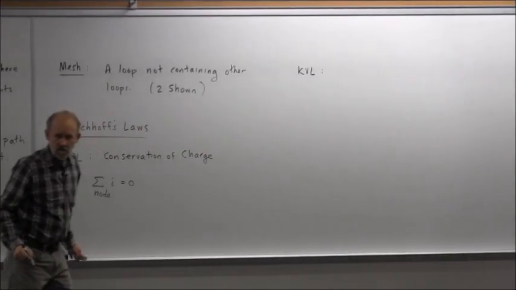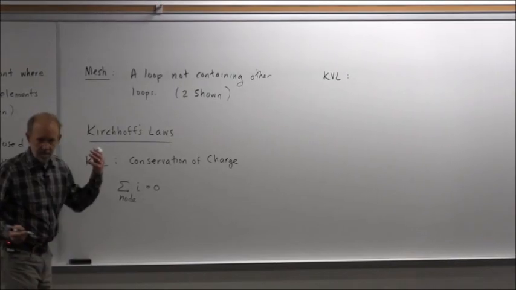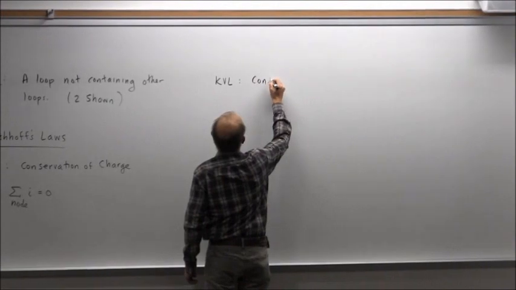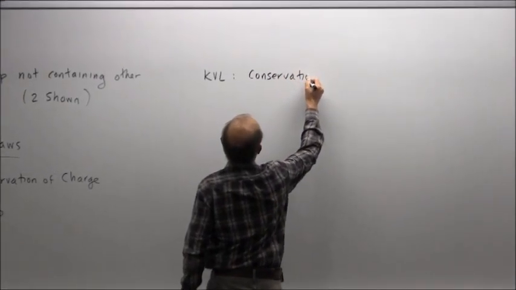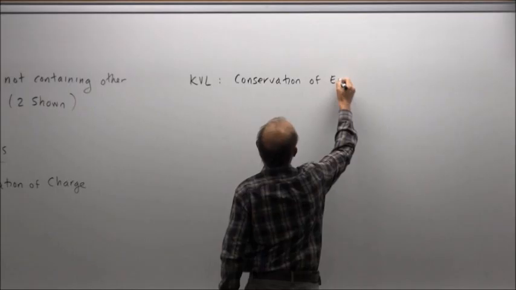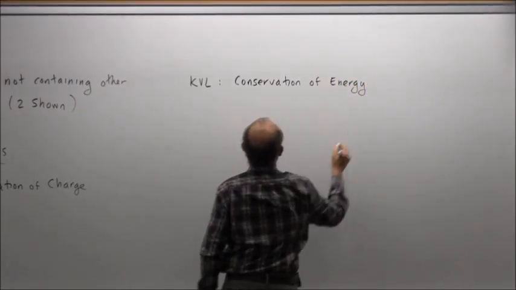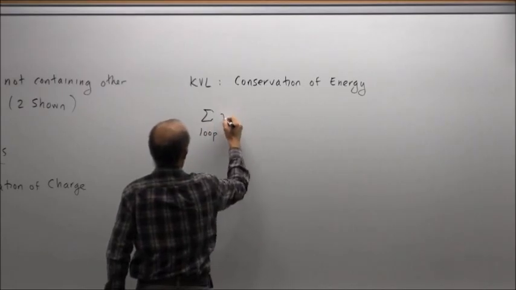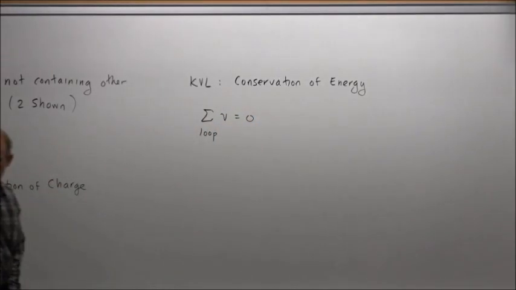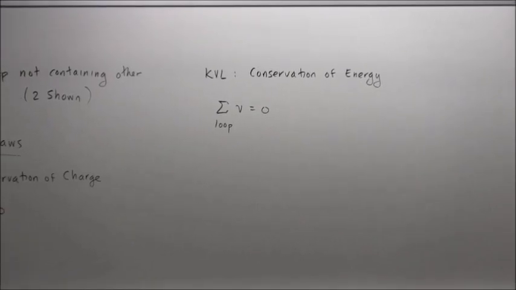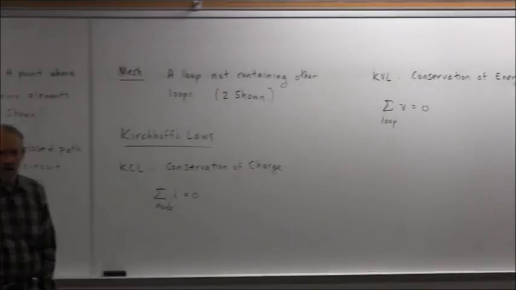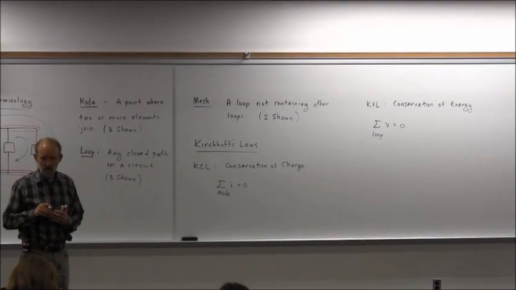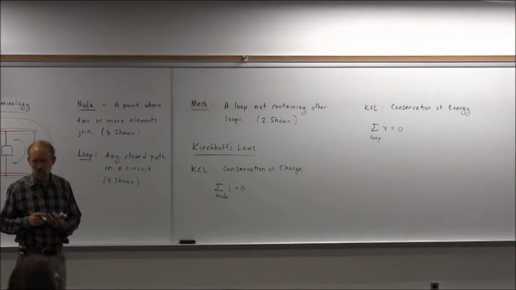Second law then, KVL, or Kirchhoff's voltage law. That is a statement of the conservation of energy. So a nice way to represent that is to essentially pick any loop, any closed path in the circuit, and simply state that the algebraic sum of the voltages around any closed path must equal 0.